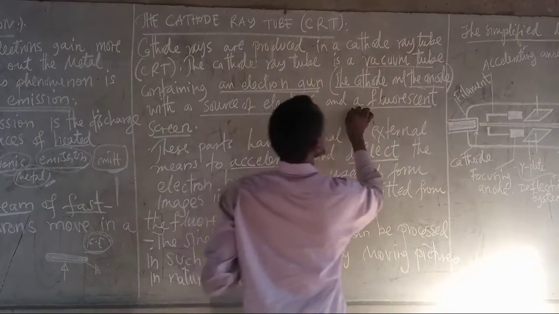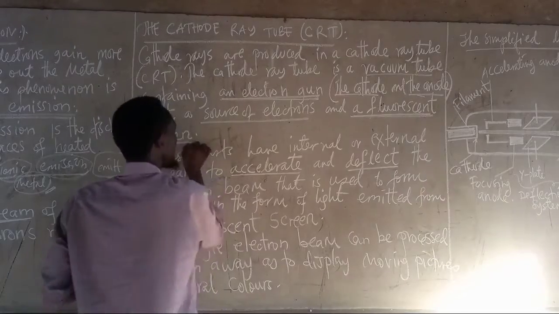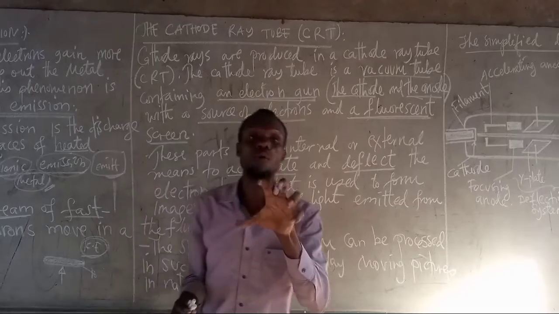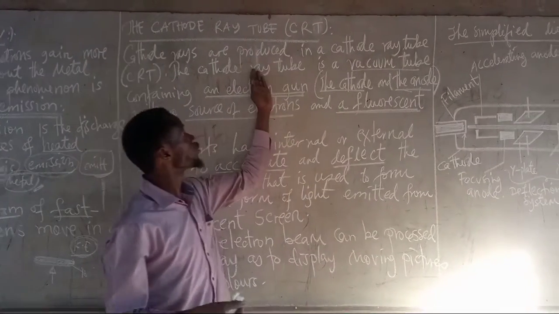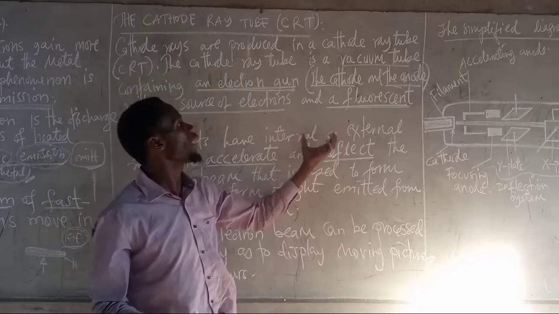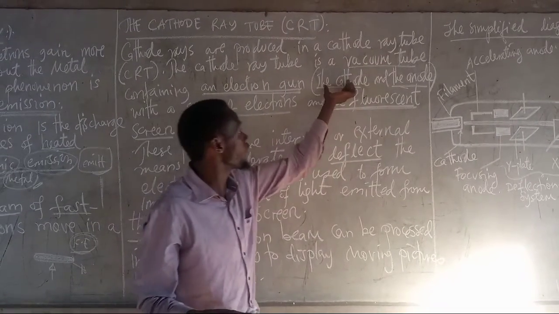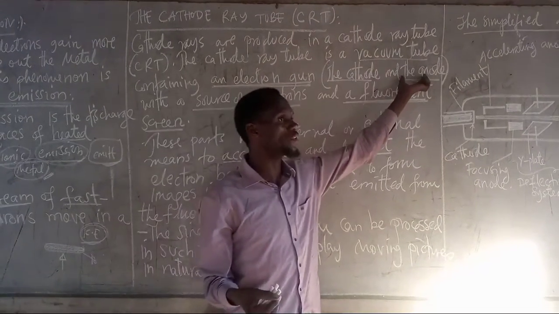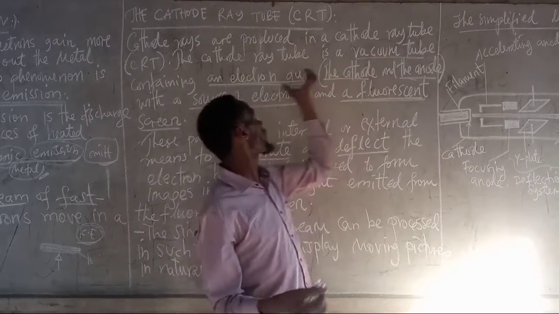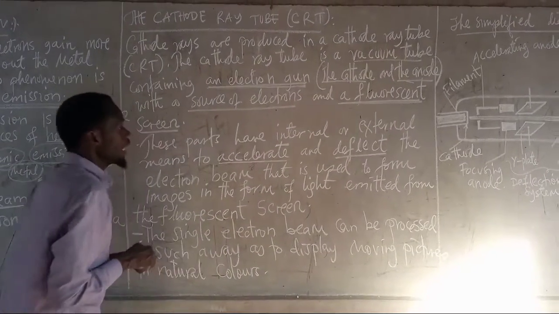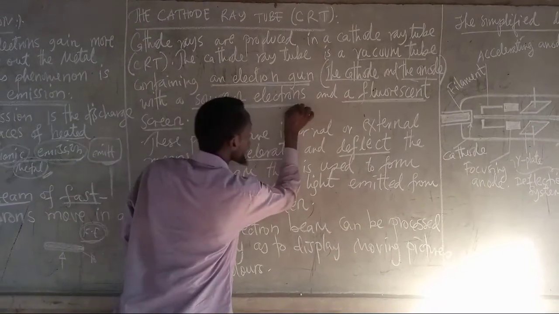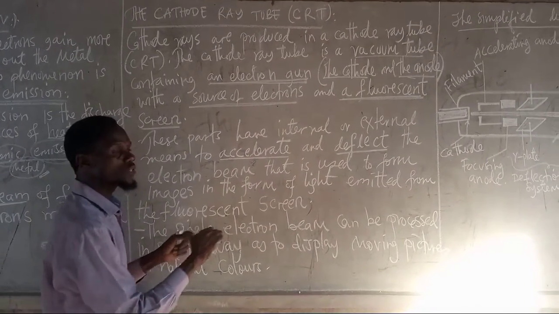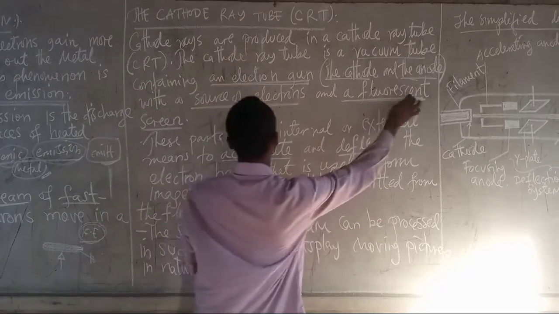But another thing, there must be a fluorescent screen. The presence of the fluorescent screen must be there. And that is what we call the components of the cathode ray tube. The CRT has a fluorescent screen, a cathode, an anode, and that electron gun is the cathode and anode. So there must be a place where we get electrons.